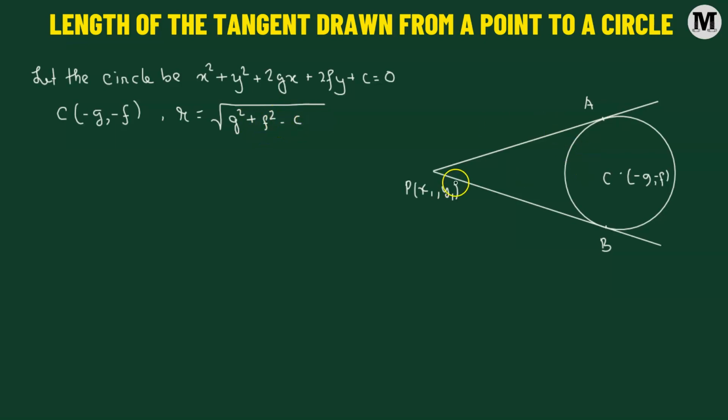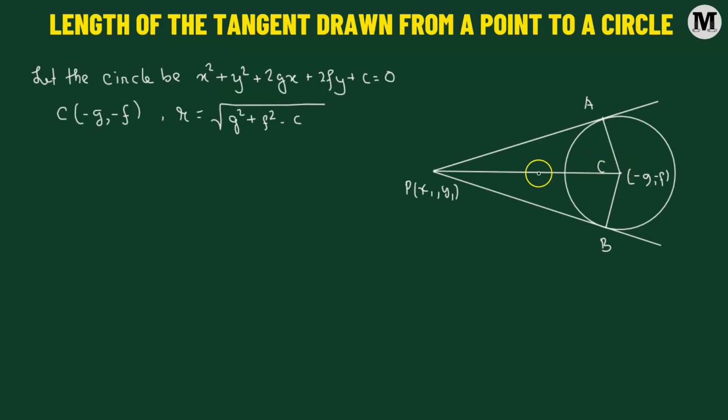Now we will do a construction. Because we want to find out the length of the tangent PA, we'll drop a perpendicular from C to the point A. It's always going to be perpendicular, that's by definition. Any line joining the center and the point of contact of a tangent is going to be perpendicular to the tangent. Now, we will do one more construction. We'll join the point P and the center of the circle.